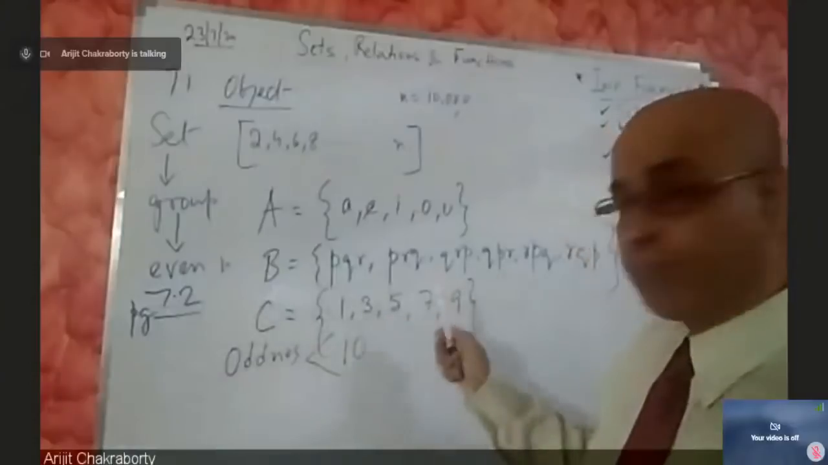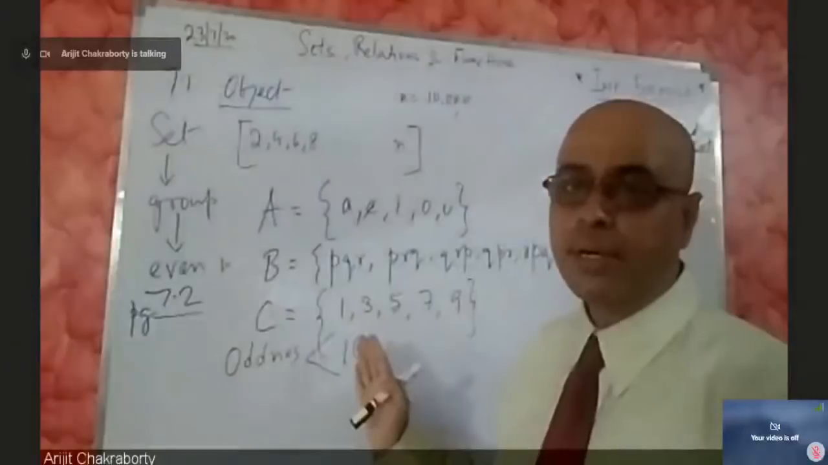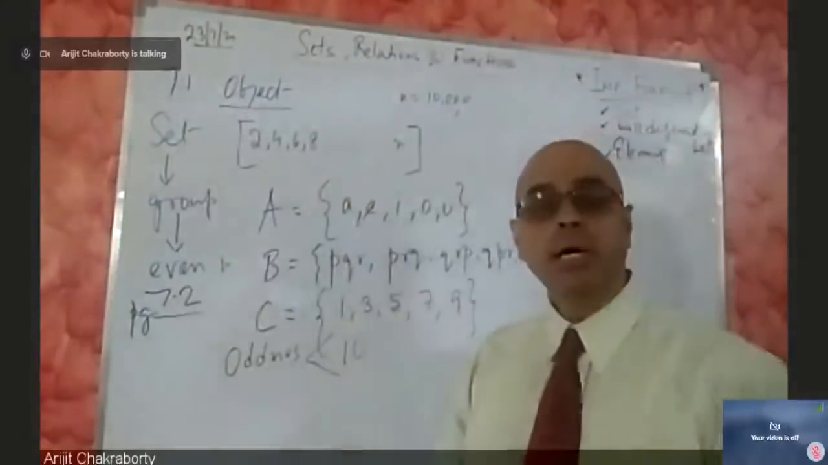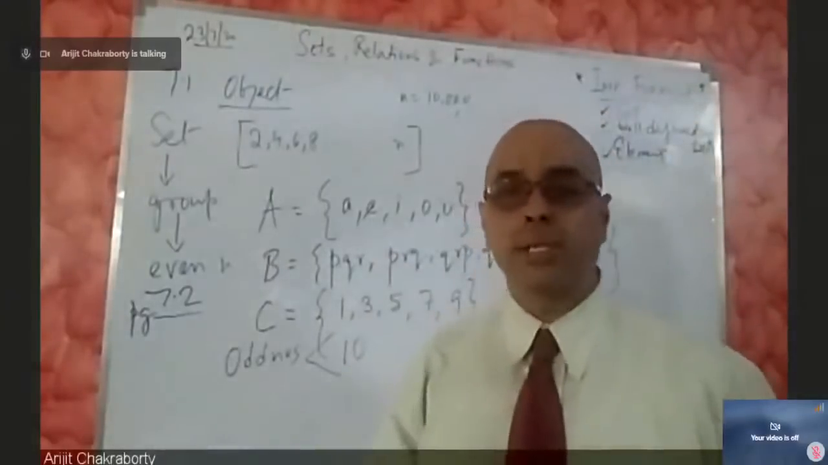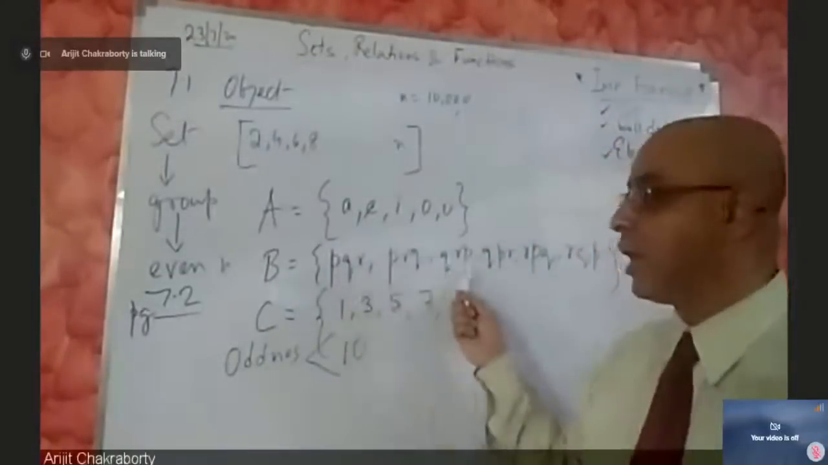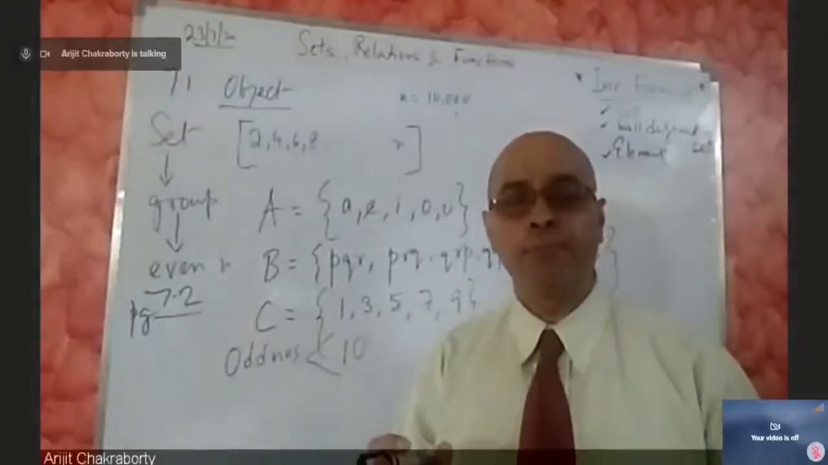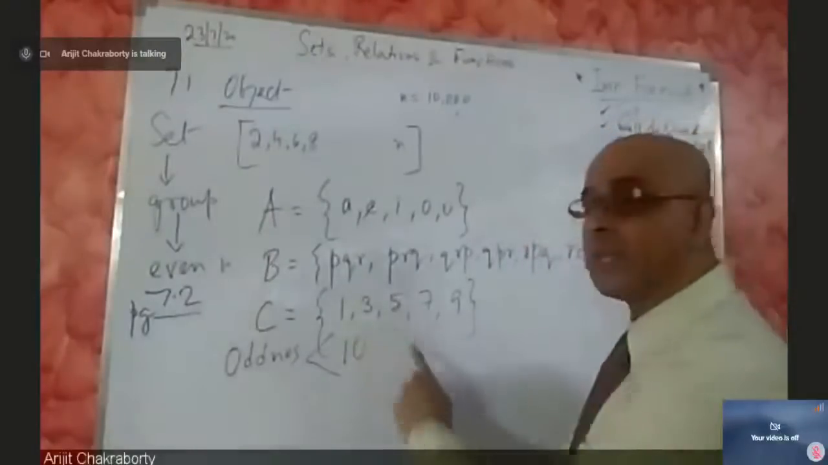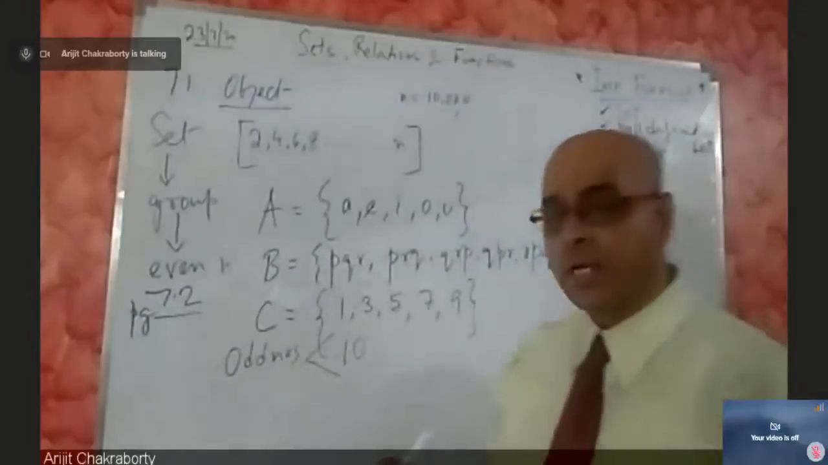So we have 5 members in this set. This is another type of set. The first one we took was the even numbers. Then we took another set comprising the 5 vowels in the English language. Then we took the possible permutations of PQR. These are all groups, all collections of different numbers and alphabets. So these are sets. And now we have taken set C, which comprises the odd numbers less than 10.